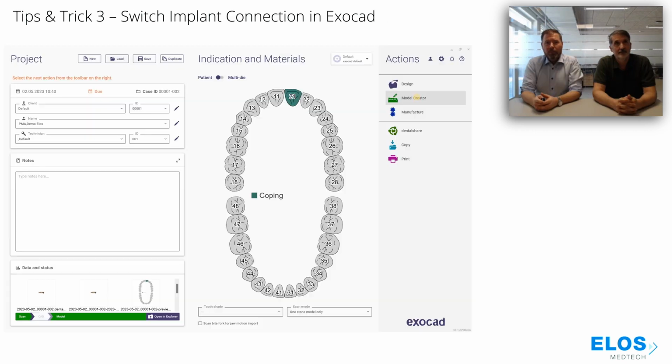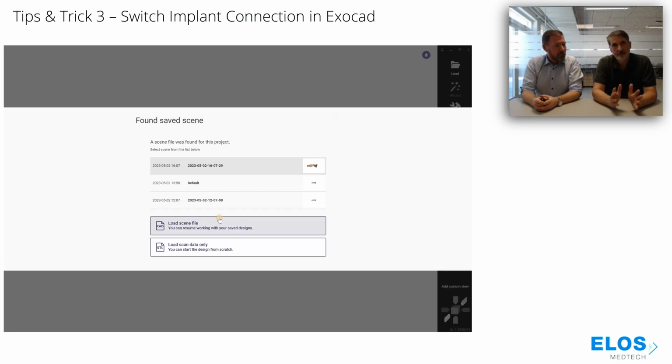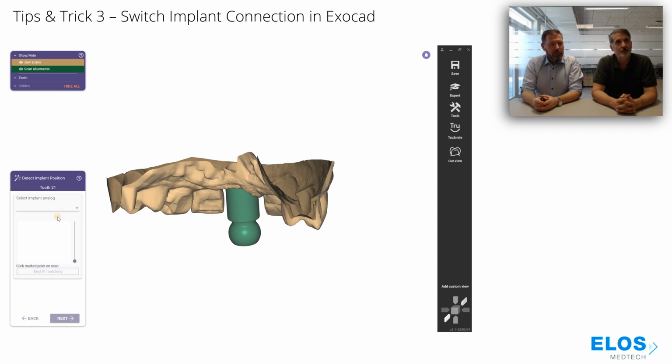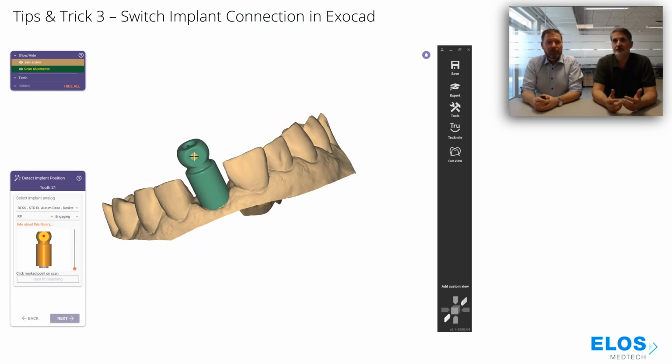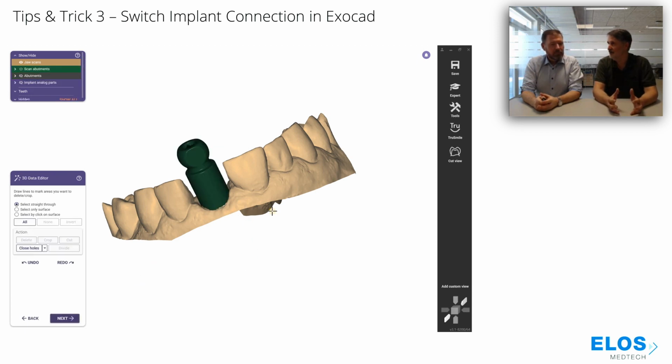Great. So Ralph, what's the next trick you have for us? It's the same feature we presented in the first webinar, but now more related to the model creator process. This is called the switch to implant connection. Sometimes in the lab you cannot influence what kind of scan body the attendant is using to scan and send it to you.